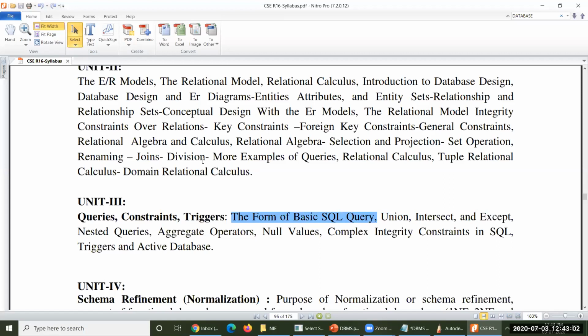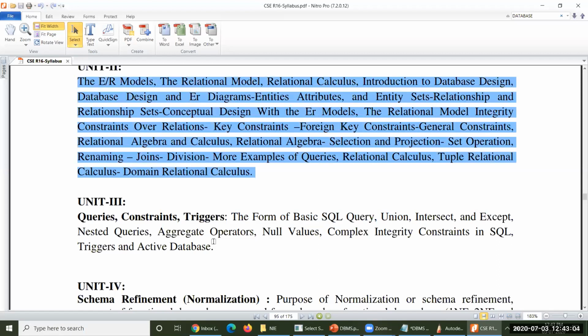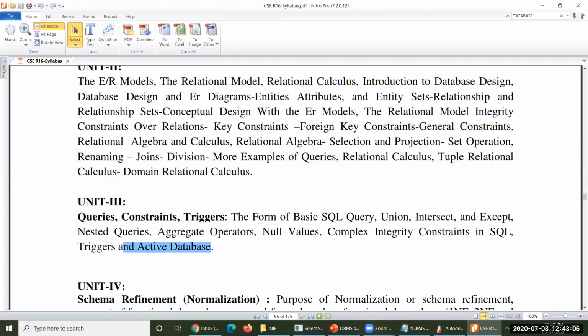Probably after completion of this whole thing, I'll take you to triggers and cursors, triggers and active databases, and thereby we will discuss many issues. Then we have to finish unit number 3 also within 4 to 5 classes.